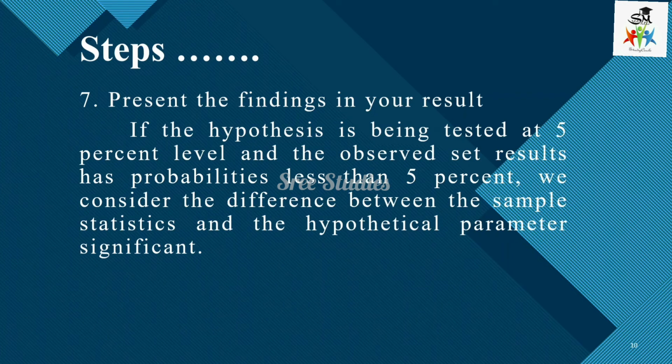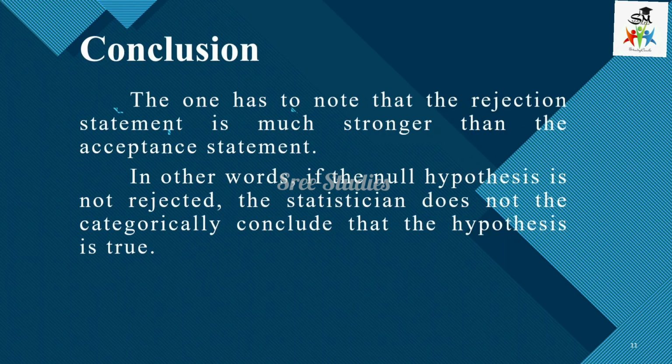If the hypothesis is being tested at the 5% level and the observed results have probability less than 5%, then we can consider the difference between the sample statistic and the hypothetical parameter to be significant. One has to note that the rejection statement is much stronger than the acceptance statement. If the null hypothesis is not rejected, the statistician does not categorically conclude that the hypothesis is true. If he wants to prove it, he has to reject the null hypothesis in a strong manner. Then only his hypothesis will come true.